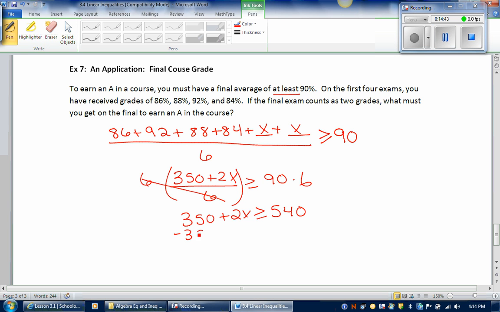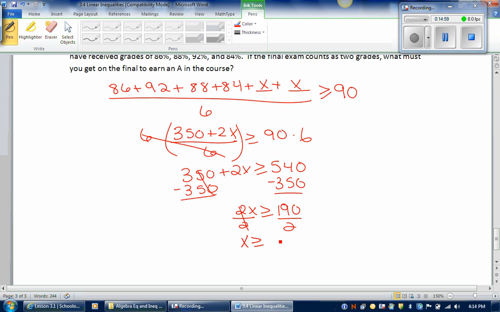Now solve the inequality. Oops, sorry about that. 95. So you need a 95 on the final in order to get an A in the class.